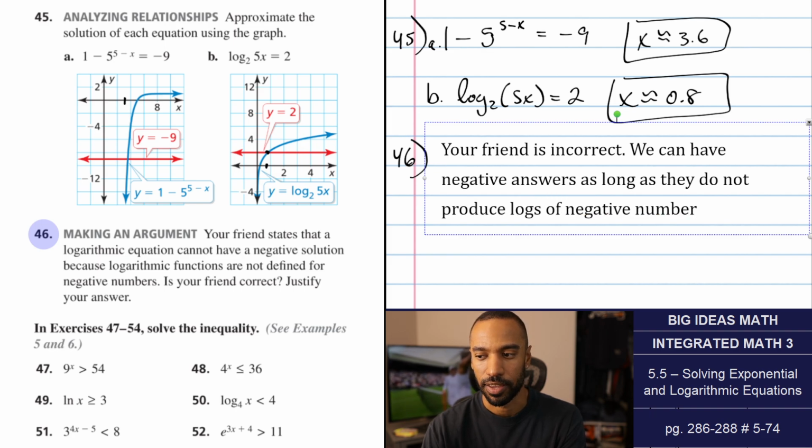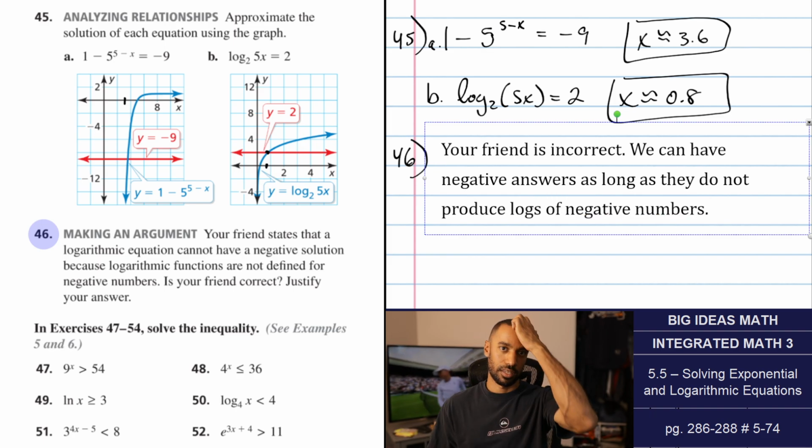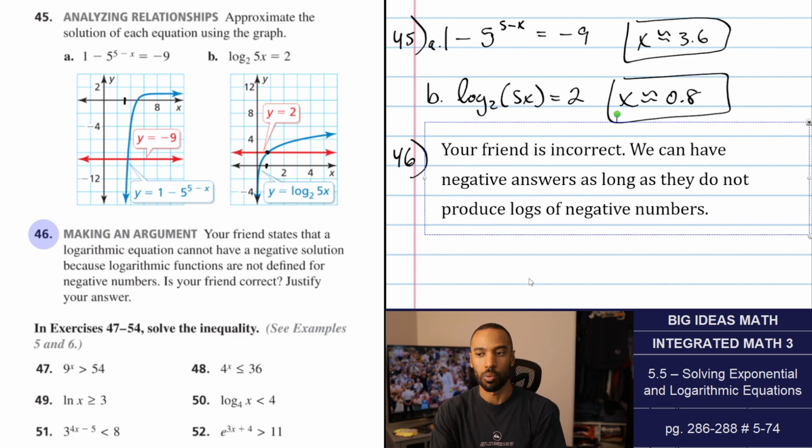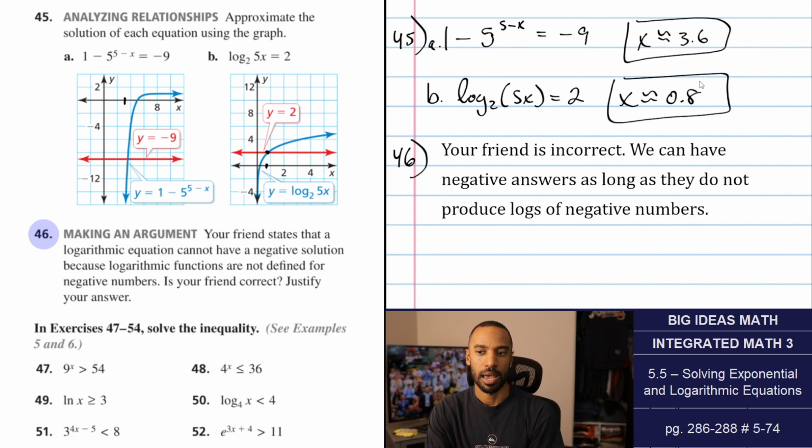Same is true for positive answers. If I have an answer that is x equals 2, and in the log it says log of x minus 5, well, 2 minus 5 is -3. X equals 2 won't work. So your friend's incorrect. You can absolutely have them.